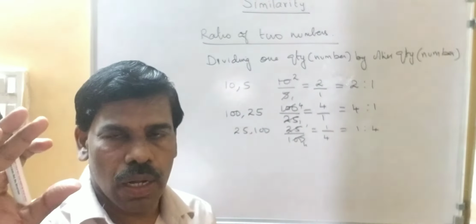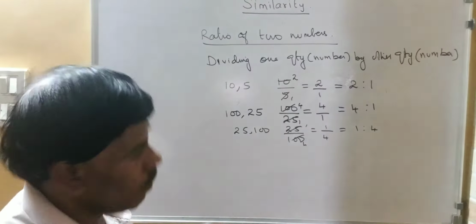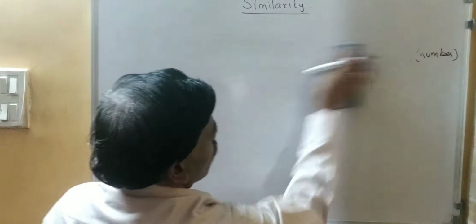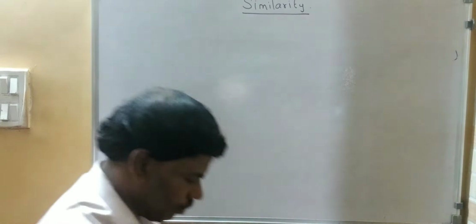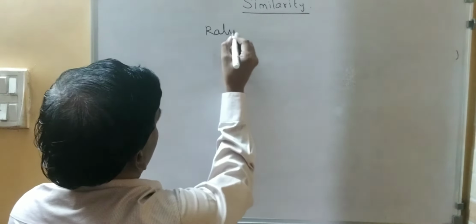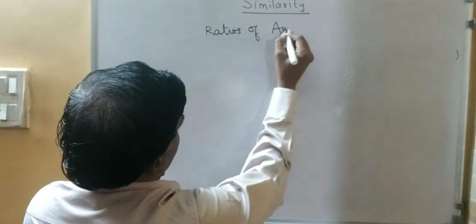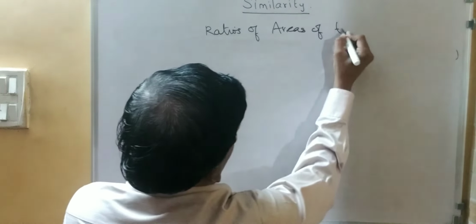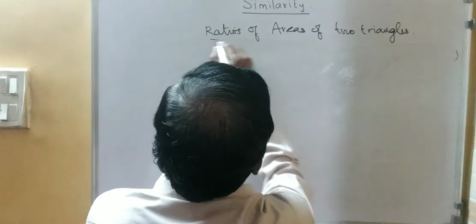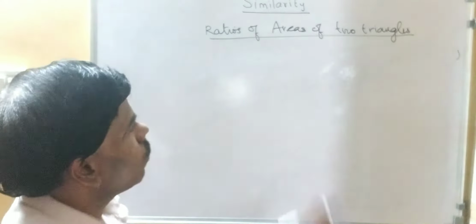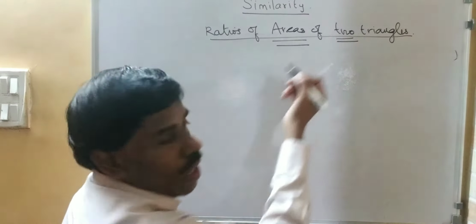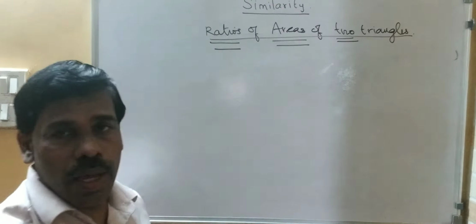So you know the triangle, you know the area of the triangle, and now you know what a ratio is. Now we will see what is the ratio of two triangles. Ratio of areas of two triangles. You should have two triangles, find out their areas and then find out their ratio.